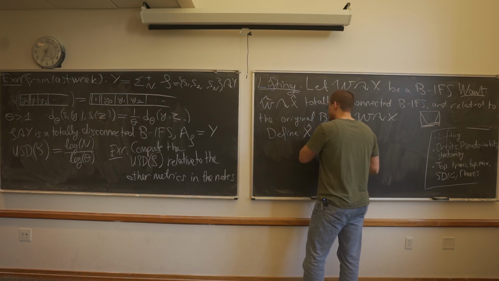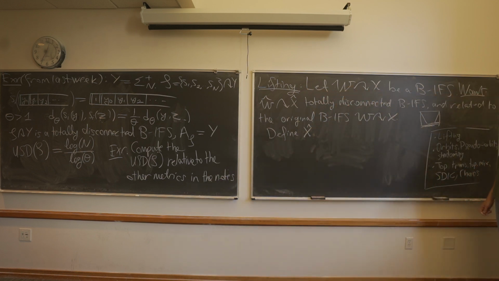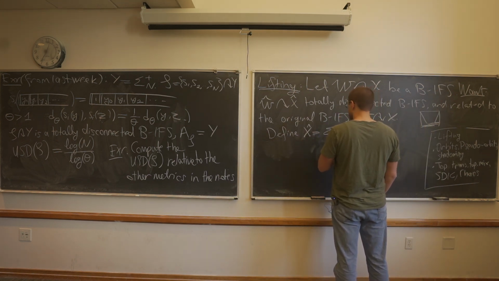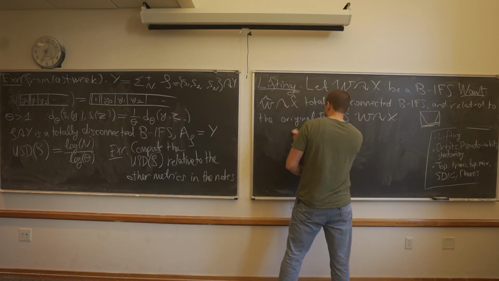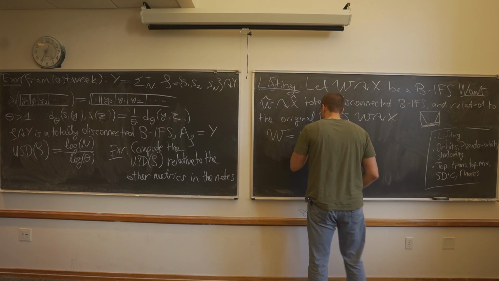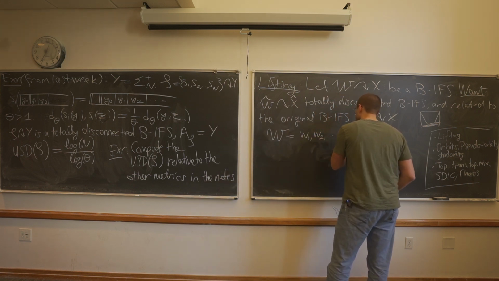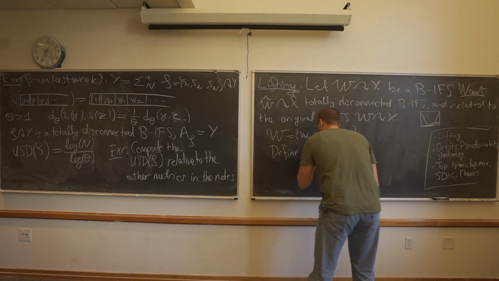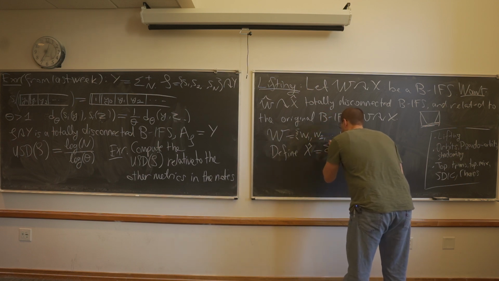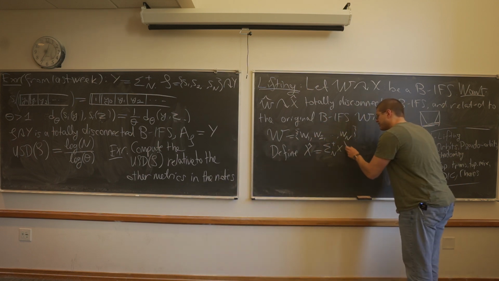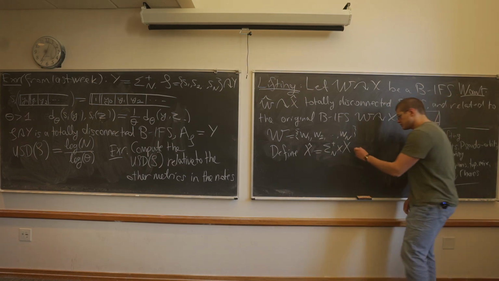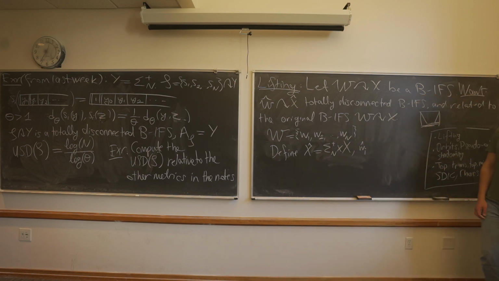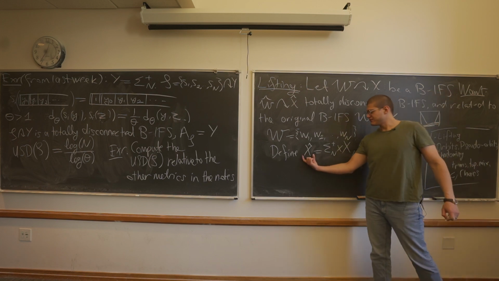Define X hat to be shift space times X. Okay, first let's say that W has n contractions. That's important. This times X. Okay? And I'm going to define lowercase w_i hat. It's going to be a function from X hat to itself. So you see I'm trying to define a B-IFS on this new space.